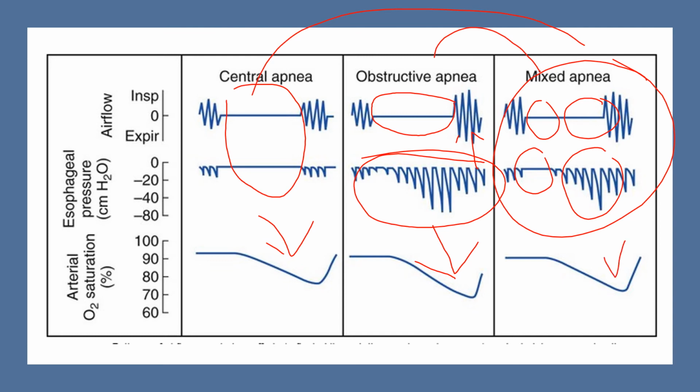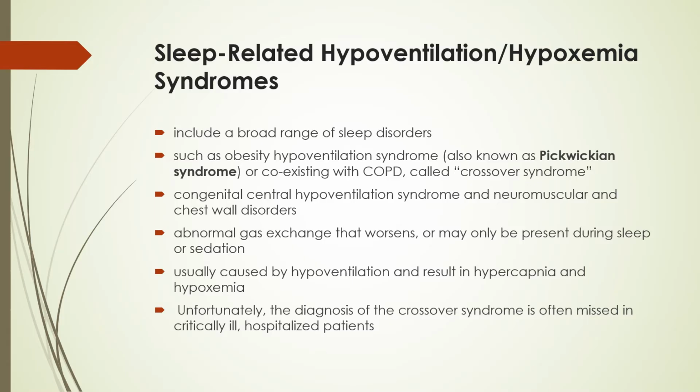You'll still desaturate. So let me ask you this. We put a nocturnal pulse ox on someone, and we see that they desaturate. Can you tell, just by their pulse ox, if they have central, obstructive, or mixed sleep apnea? Good question. Maybe you'll figure it out. All right, so we're getting there, I promise.